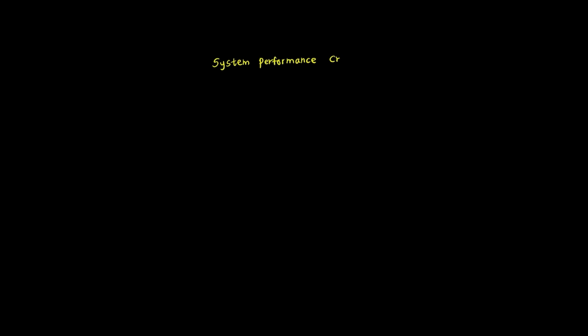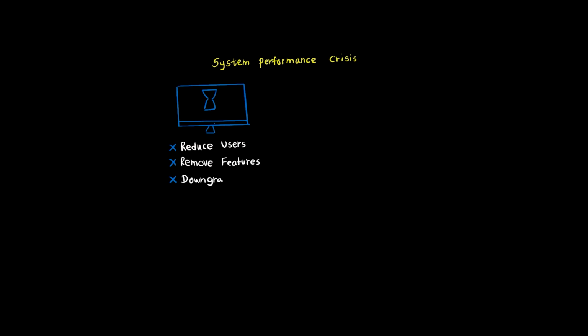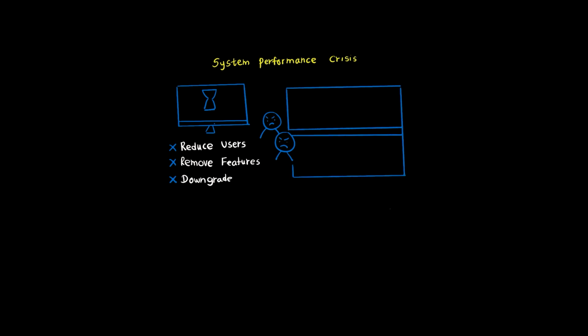Post-implementation performance problems demand surgical precision in diagnosis and treatment. Reducing users treats the symptom, not the disease. Eliminating features cripples functionality. Downgrading hardware makes things worse. But database index optimization, that's targeted therapy.